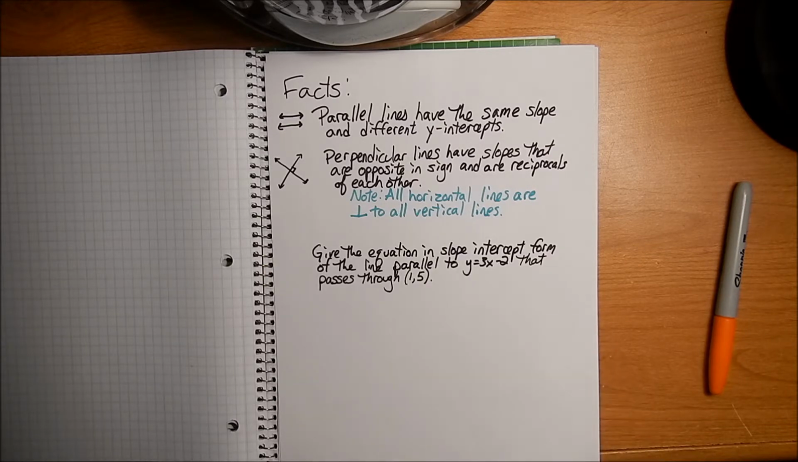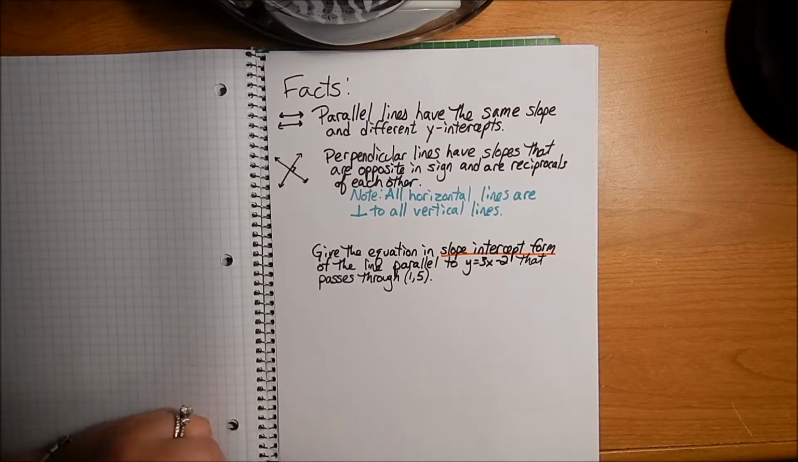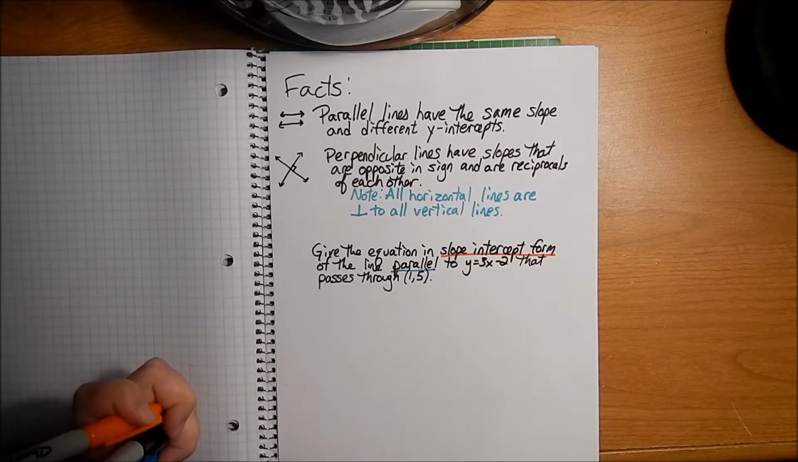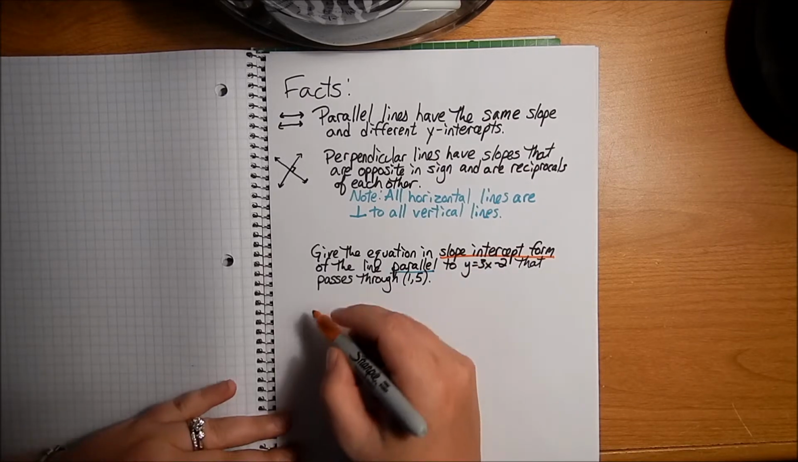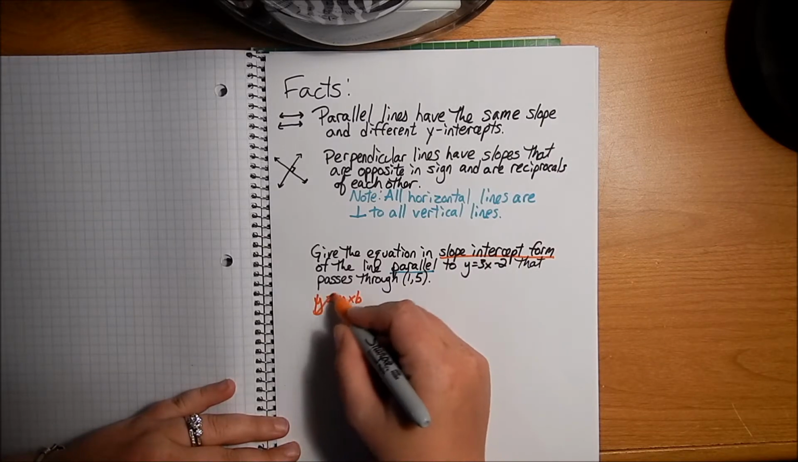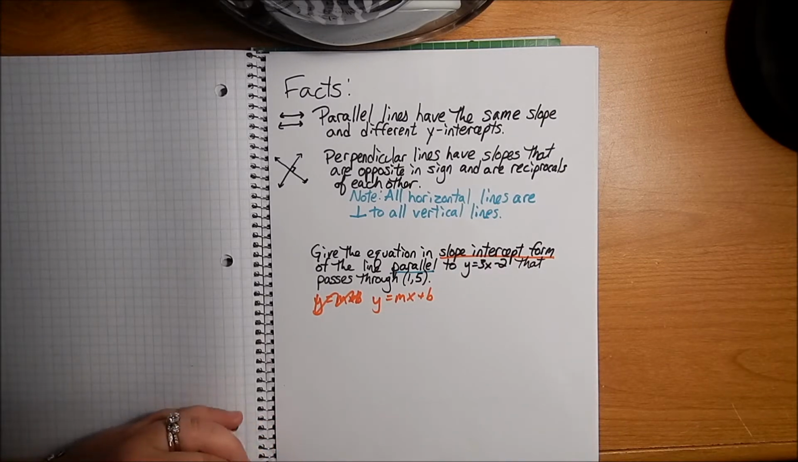Okay, so let's try a problem using this idea. This asks us to give the equation in slope-intercept form of the line parallel to y equals 3x minus 2 that passes through (1, 5). So slope-intercept form, first, remember that's y equals mx plus b. That's the form I want. I want it to be parallel to y equals 3x minus 2, and it's got to pass through (1, 5).